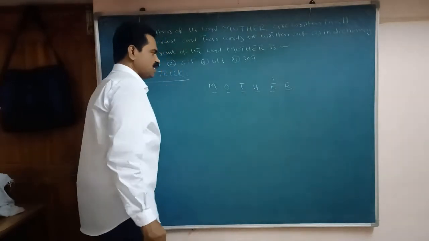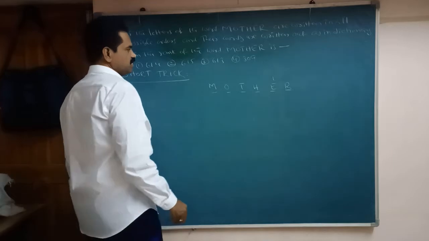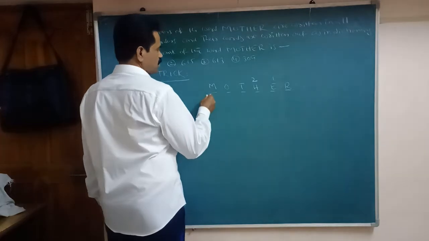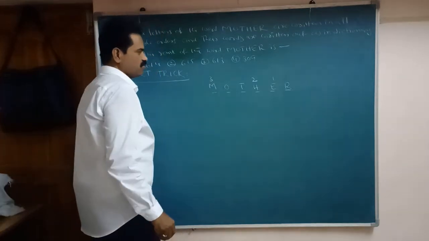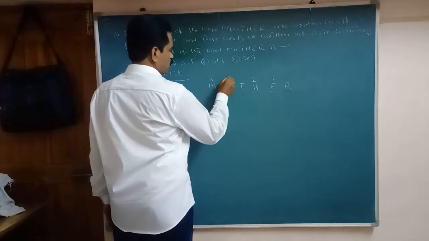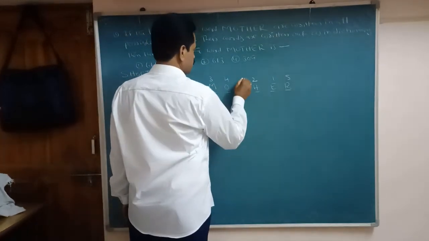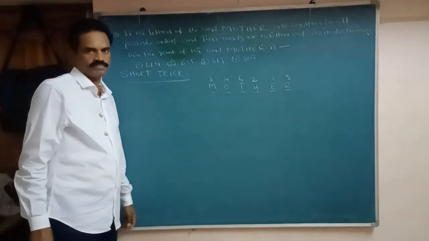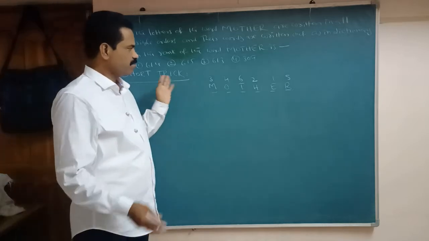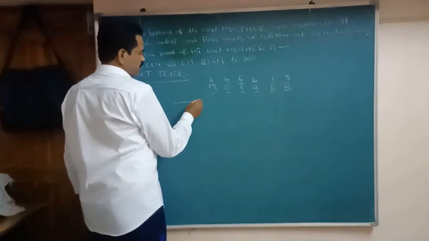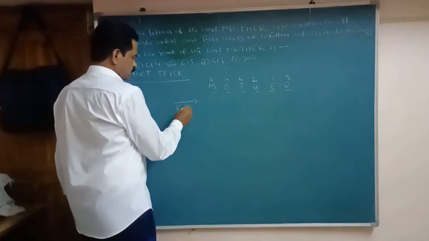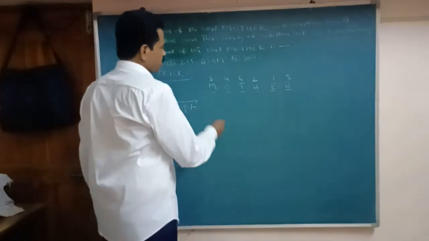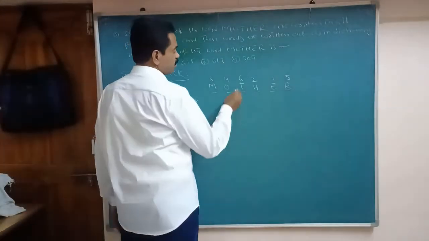A, B, C, D, E, F, G, H, I, J, K, L, M, N, O, P, Q, R. So, already we discussed the first one. First what we did here, from right side. What is the number here? Less than 3 numbers. How much here? Less than 3 numbers.